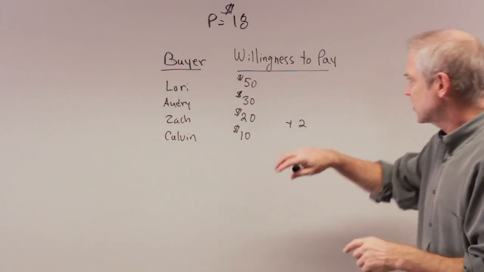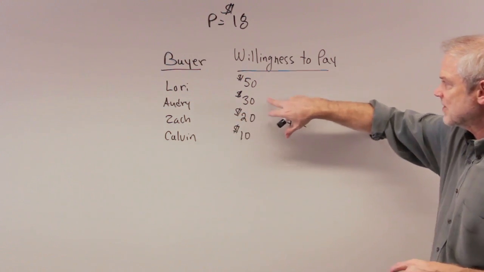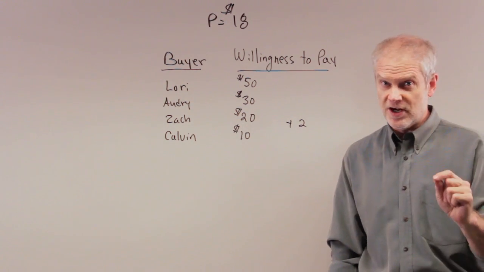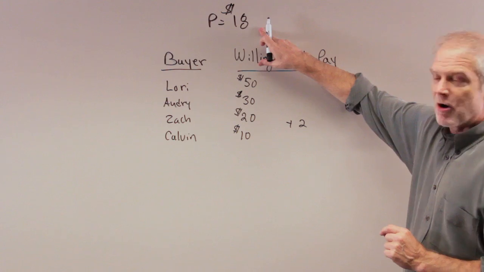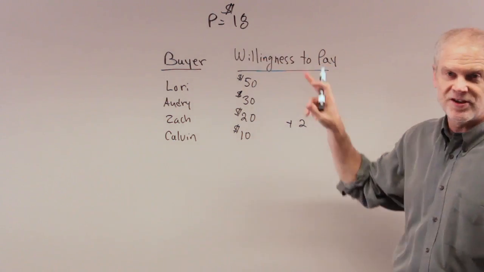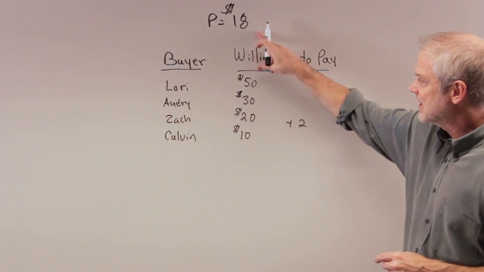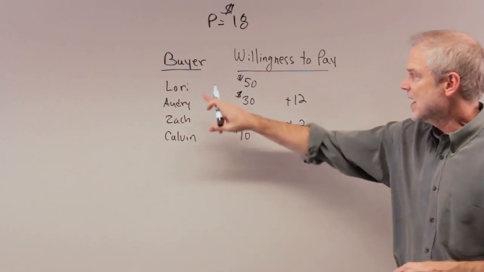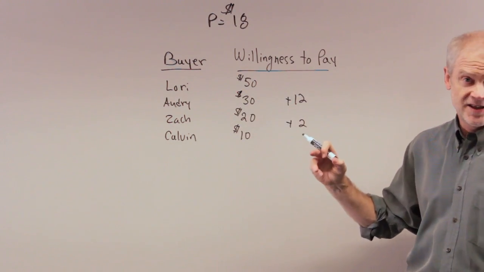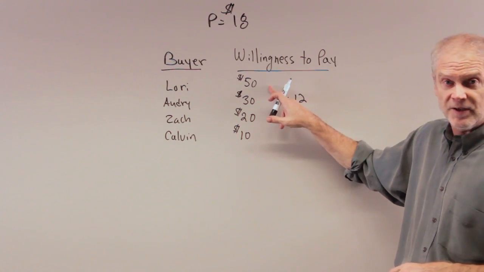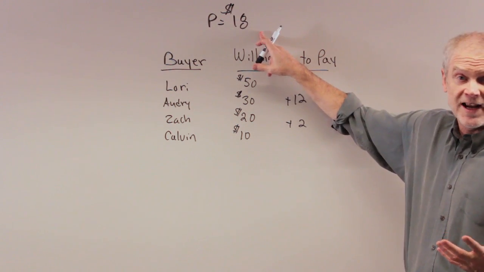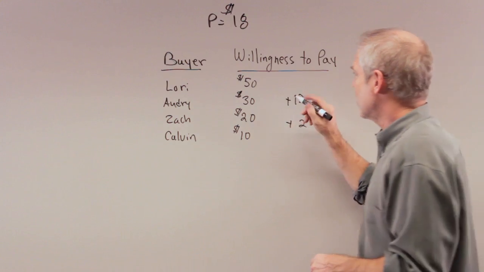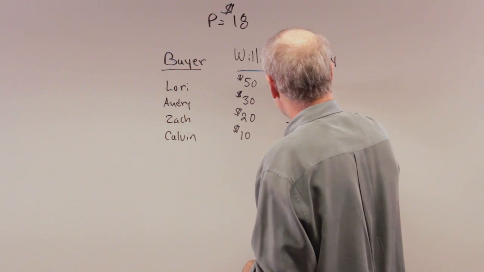All right, let's go over here. Audrey's next. She's willing to pay $30. Market's asking her for 18. Audrey considers that a deal. Her surplus is 30 minus 18. Her surplus is plus 12. We now get to Lori. Lori loves this thing, whatever it is. She's willing to pay $50. Market's asking her for 18. It's a great bargain for Lori. Her surplus is plus 32.